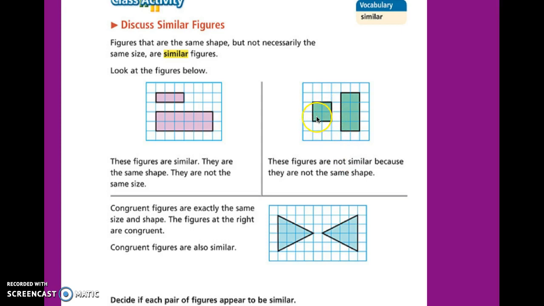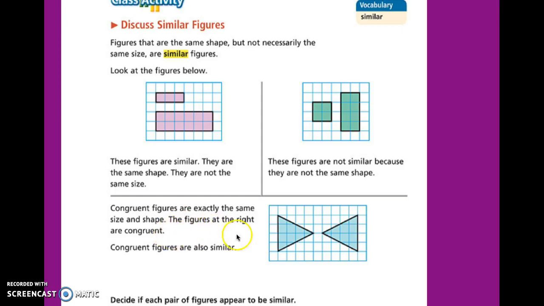If I did the pinch and grow on this square, it would get a lot bigger than this shape here, because right now it's already taken up 2, and if I was to grow it bigger, it would get bigger and bigger in all directions, and it would be way bigger than the rectangle there. Now, congruent figures are exactly the same size and same shape. Okay, we talked about that earlier.